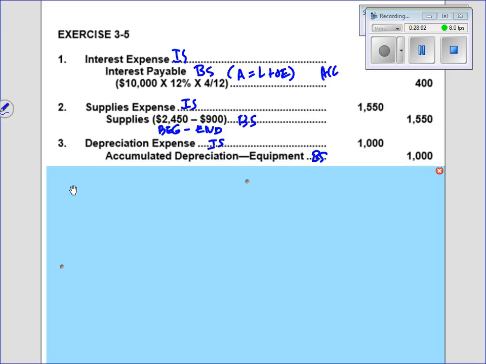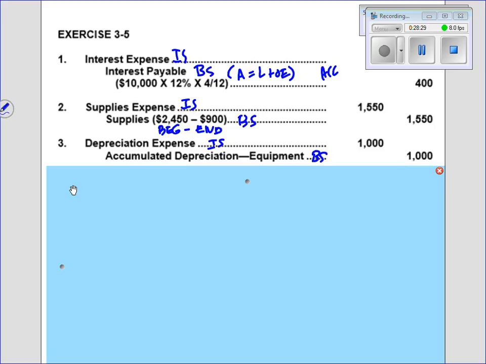Number 4, Virakova Company paid $2,100 for 12 months of insurance beginning on June 1st. Have we used some of our insurance? If it happened in June, we used insurance for June, July, August, September, October, November, December. We have used 7 months of insurance.